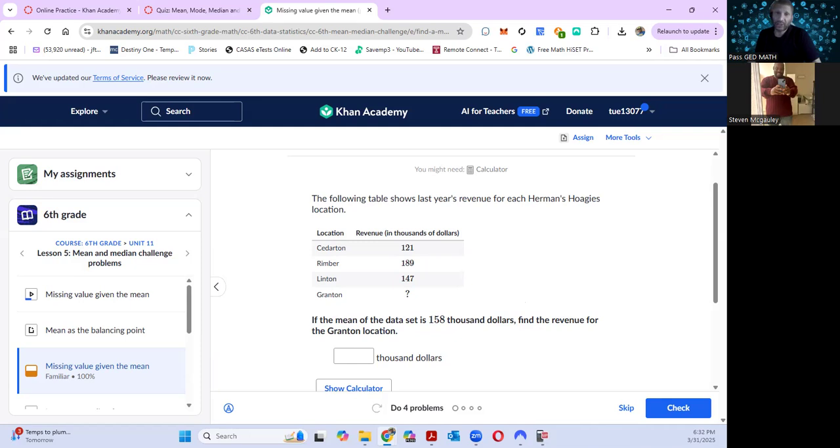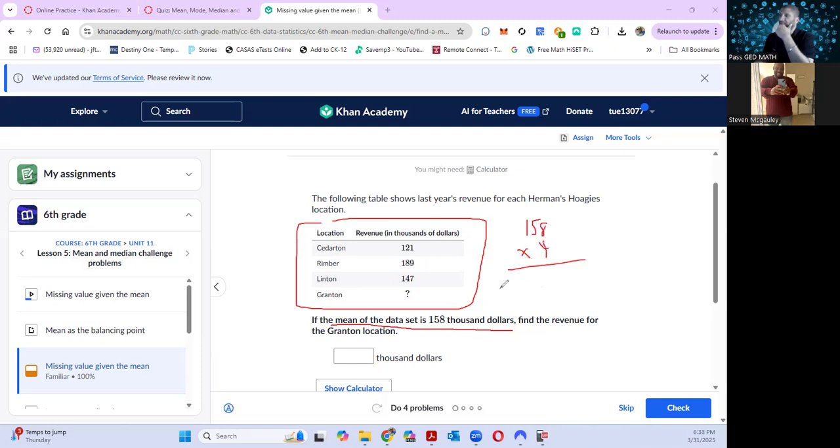Now what they told us is given to us. Always identify your givens. The second thing they gave us was the mean is 158,000. In this case, we're going to use the value 158 because they are all in thousands. Understand that? Yes, sir. How many locations are there? Three. Sure about that? No, one, two, three, four. Four. So the opposite of division is what? Multiplication. So we're going to multiply 158 times 4.